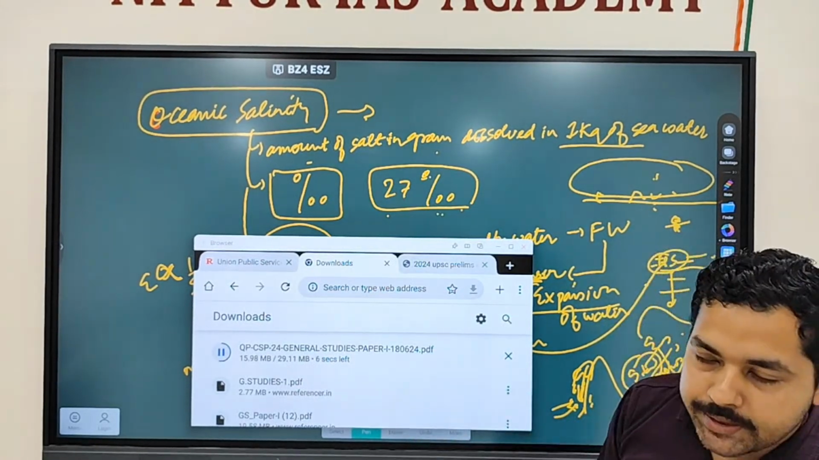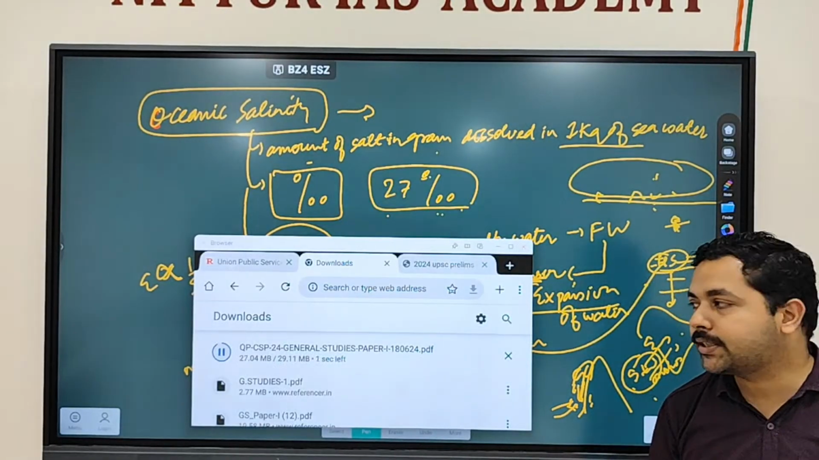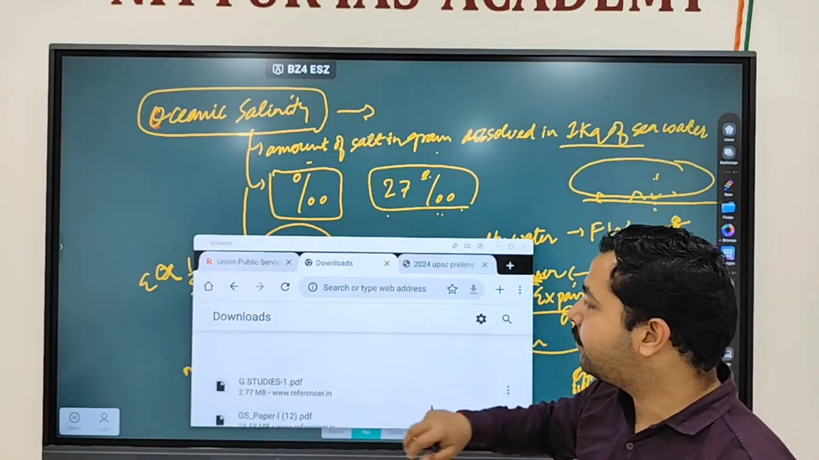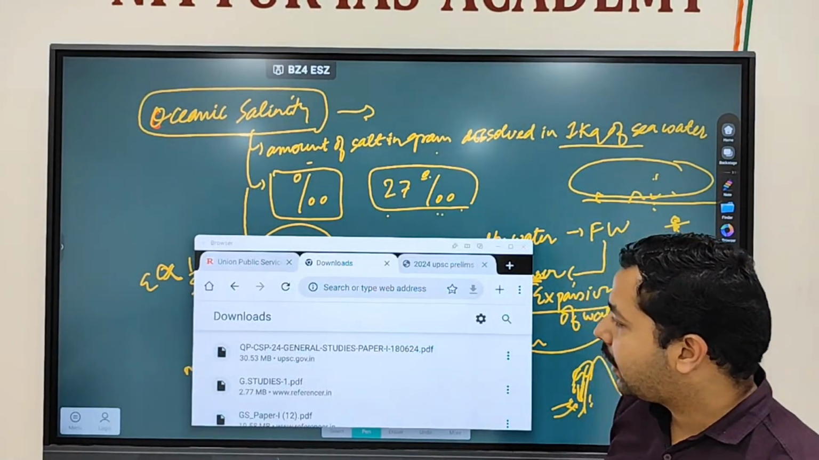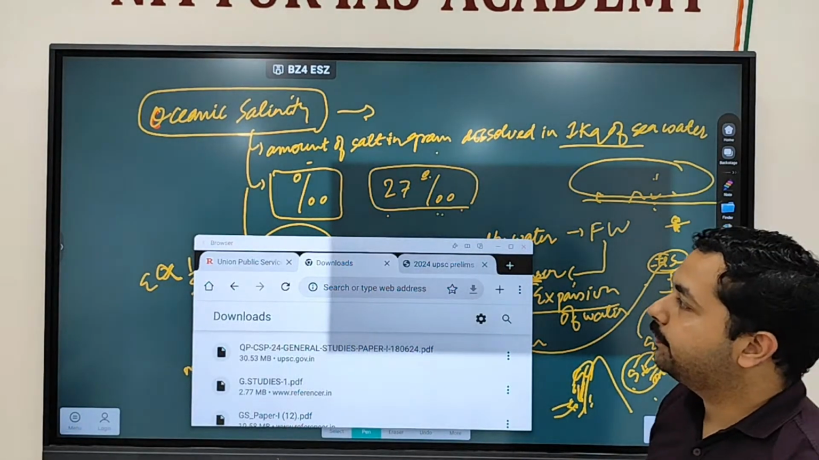So the question has been asked related to what? Related to nothing but the Red Sea. Whether Red Sea will have high salinity or low salinity. High salinity. Why do you think Red Sea will have high salinity?